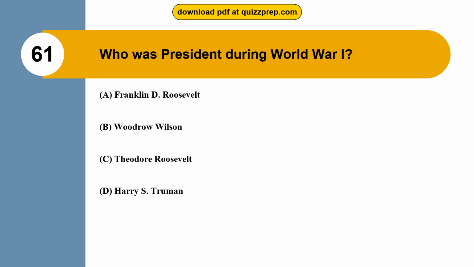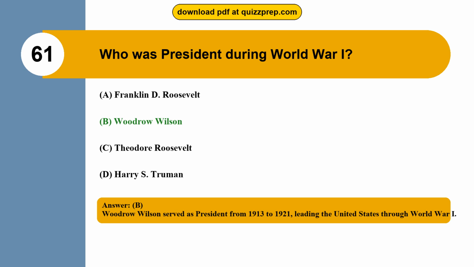Question 61. Who was president during World War I? Option A. Franklin D. Roosevelt. Option B. Woodrow Wilson. Option C. Theodore Roosevelt. Option D. Harry S. Truman. The correct answer is option B. Woodrow Wilson. Woodrow Wilson served as president from 1913 to 1921, leading the United States through World War I.